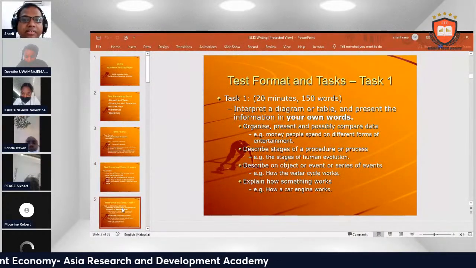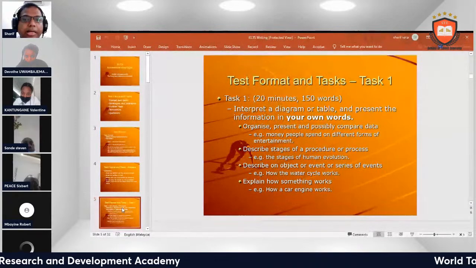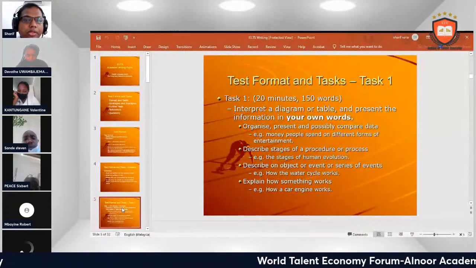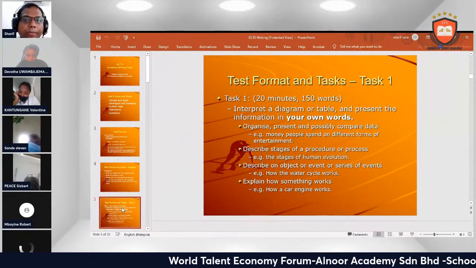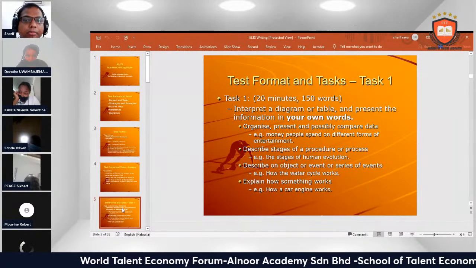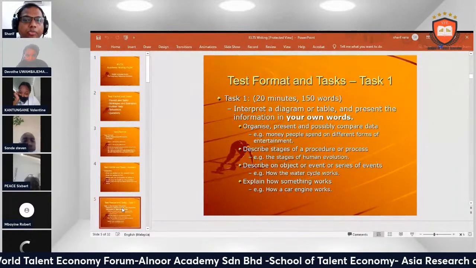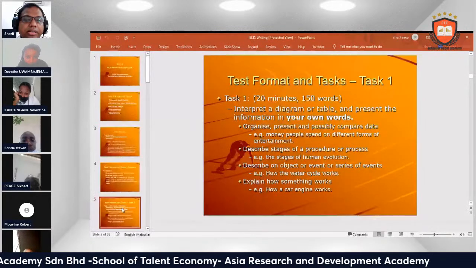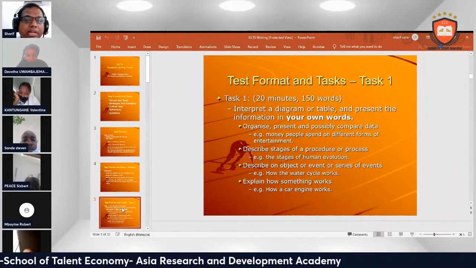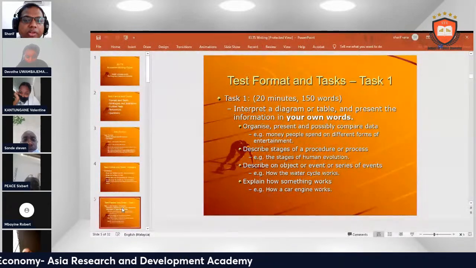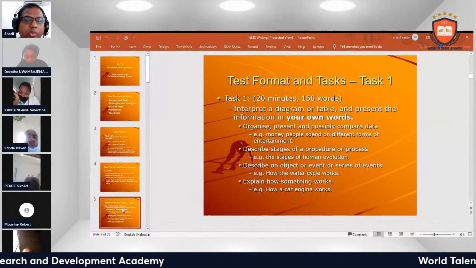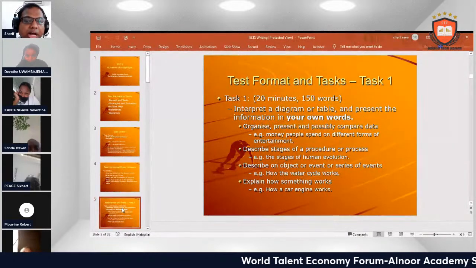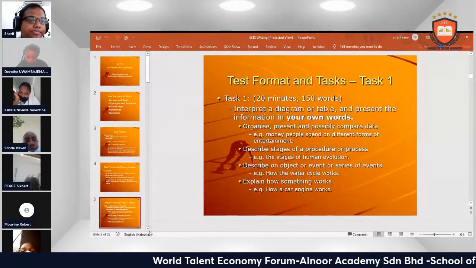Test format and task. Interpret diagrams or tables and represent the information in your own words. Organize, present, and possibly compare data. Example: money people spend on different forms of entertainment. Describe the stages of a procedure or process, for example the stages of human evolution. Describe an object, event, or series of events. Example: how the water cycle works, or how a car engine works.